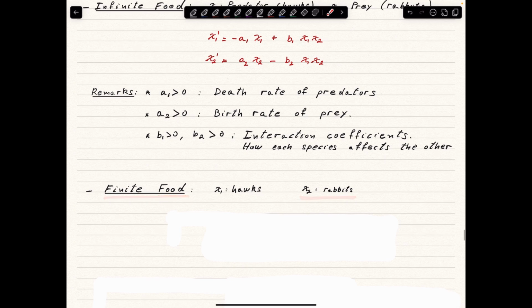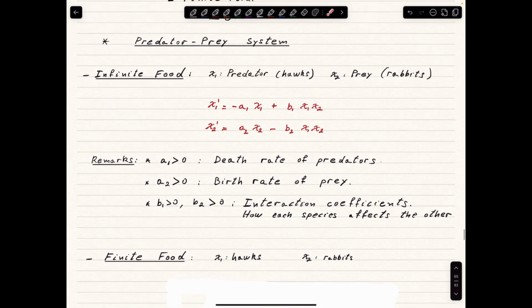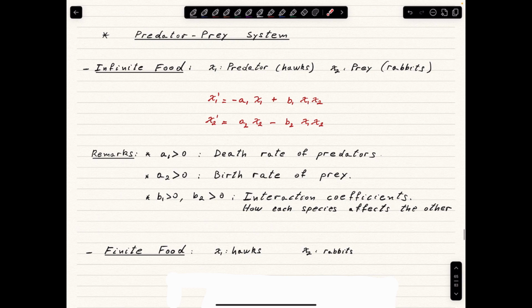So what we are going to do is modify this equation. This equation is going to be the same. By the way, this equation is going to be the same, and this equation is going to be modified. But before we go into that, let's clarify something.